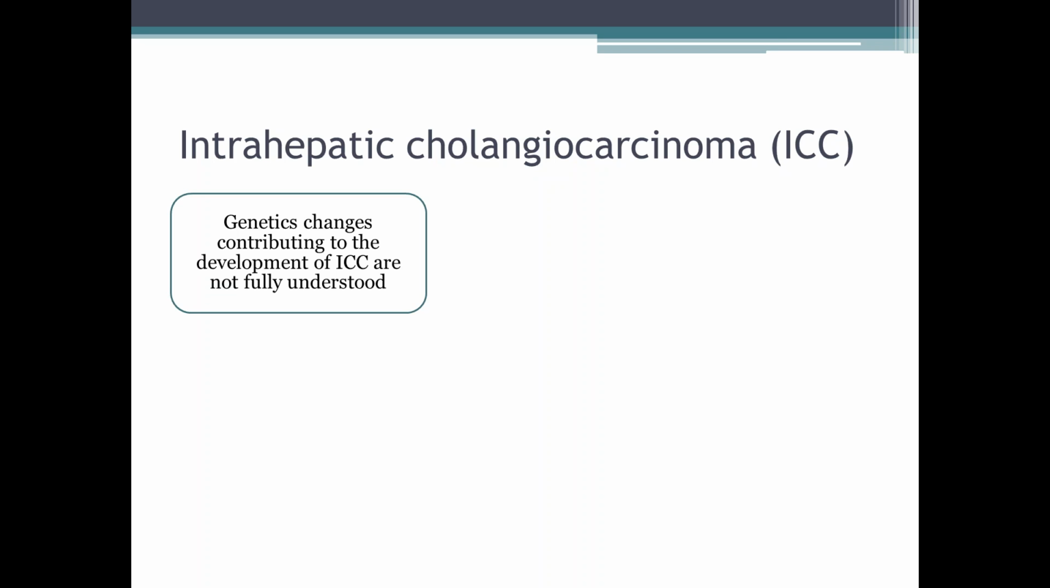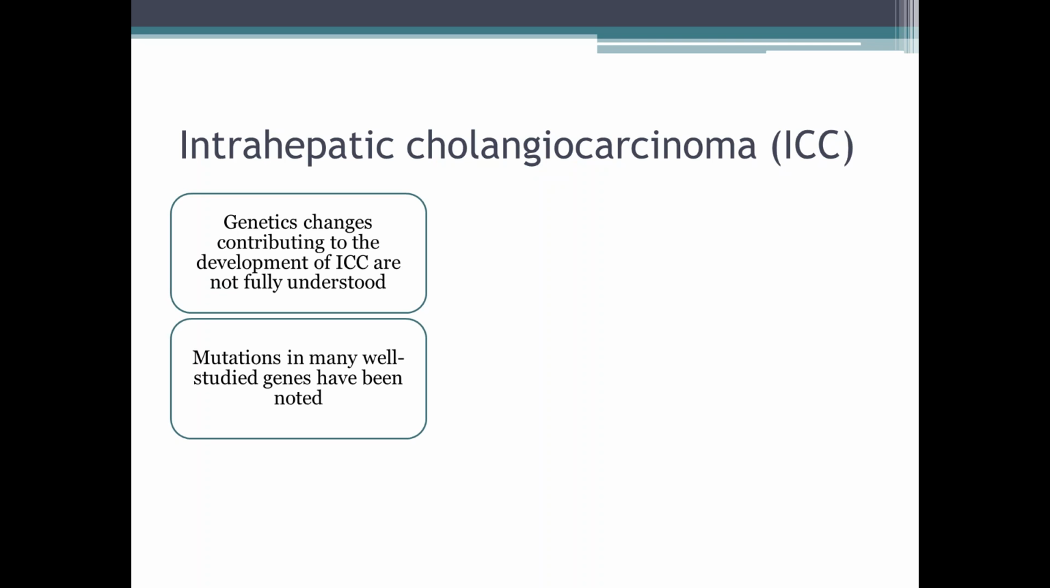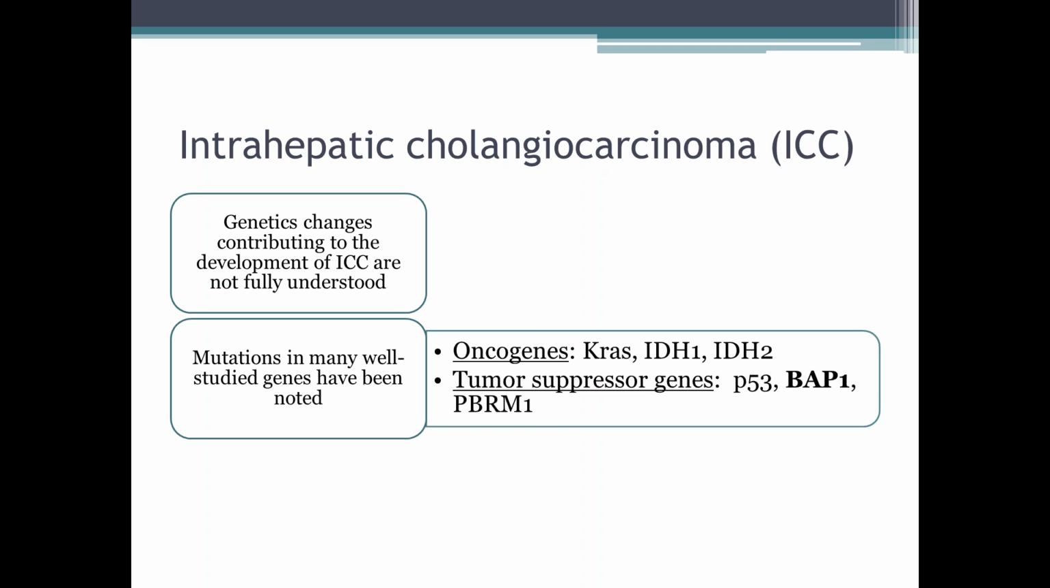So the genetic changes that contribute to the development of ICC are not completely understood. Dr. Javle talked a lot about that, and that there are some mutations that have been found in ICC and genes that have been studied in other contexts before. These include genes such as KRAS and IDH that Dr. Javle mentioned, and BAP1, P53, and PBRM. And these fall into 2 broad categories of cancer-associated genes: oncogenes, which when mutated promote cancer, and tumor suppressor genes, which are genes that when functioning normally prevent the development of cancer, but when mutated or lost, then you can see the development of cancers.